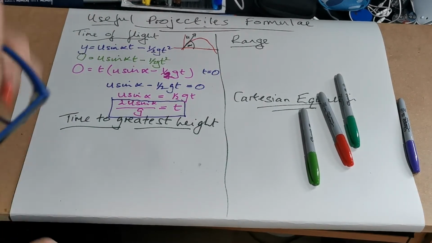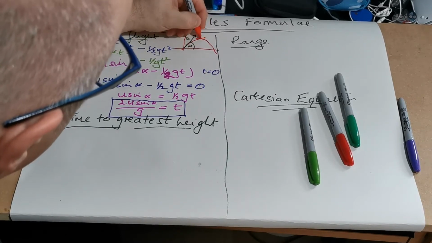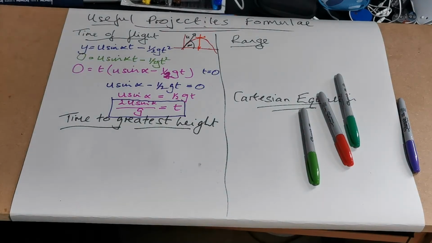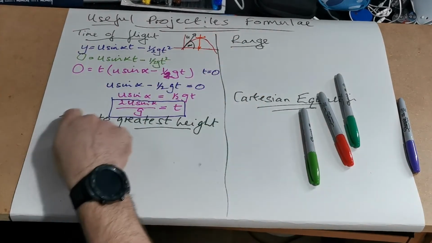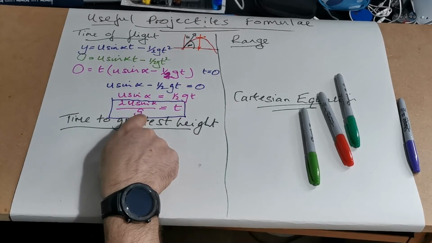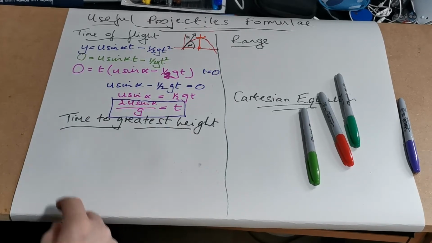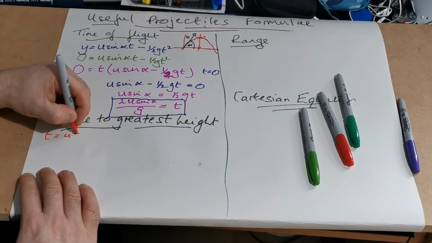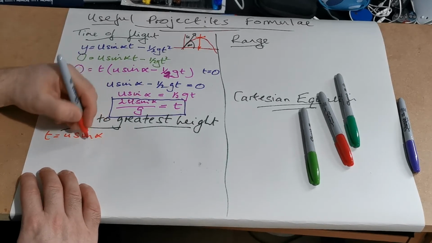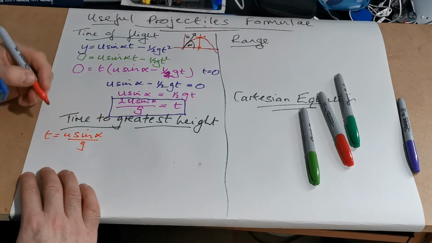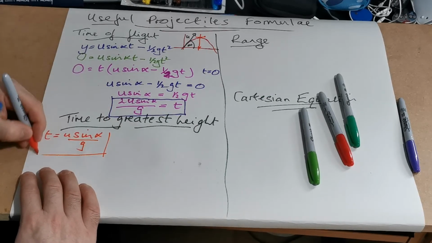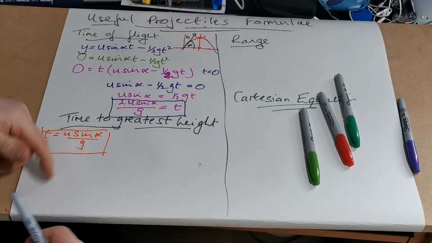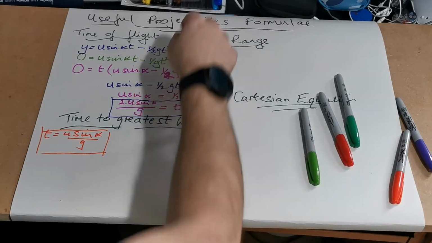Right, time to the greatest height you could almost say is halfway between 0 and this point here. So it could be half of this. So t is equal to half of that, which is u sine alpha over g. But if you hadn't worked that out already, could you work out a way of finding this formula?